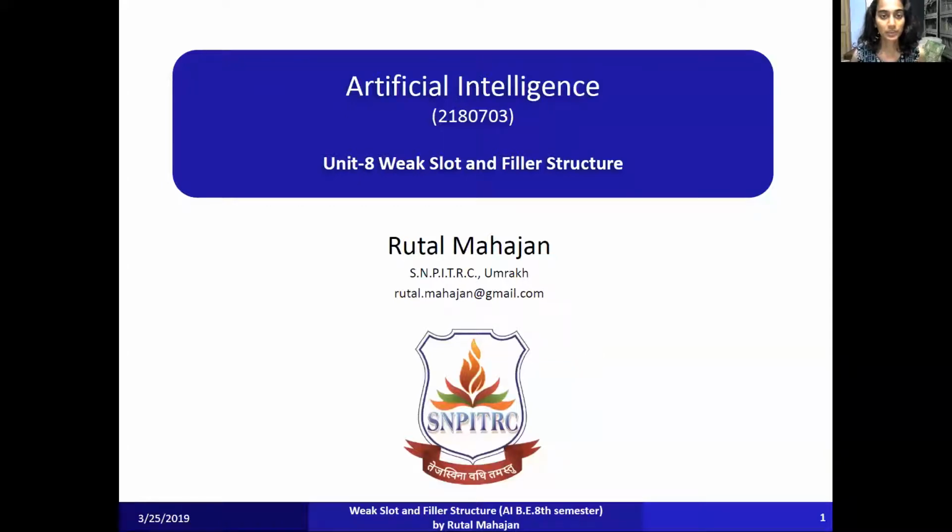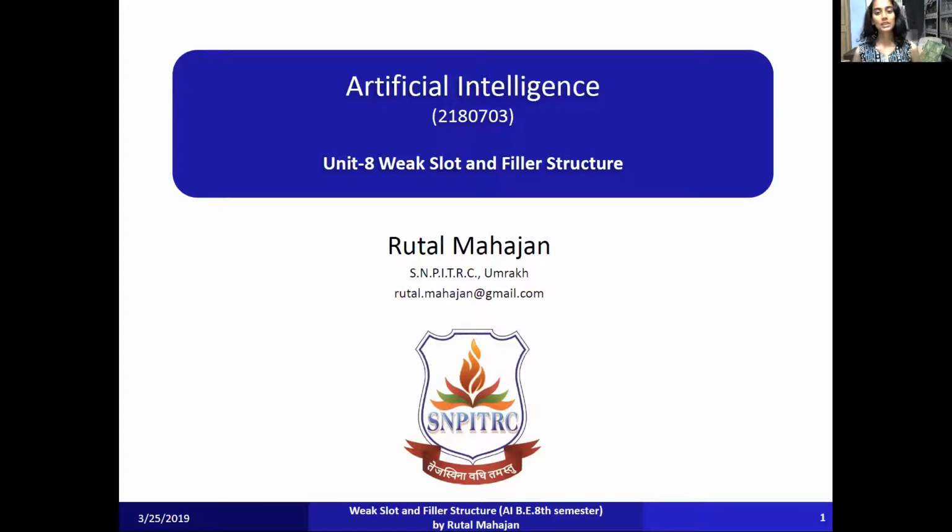Everyone, today we will talk about weak slot and filler structures, Unit 8, Artificial Intelligence. Now, before going to weak slot and filler structures, we will see what this unit is about. Weak slot and filler structure is a kind of slot and filler structure. It is a knowledge representation technique. There are actually two kinds of slot and filler structures, weak and strong.